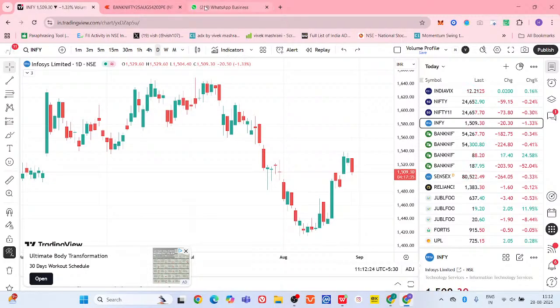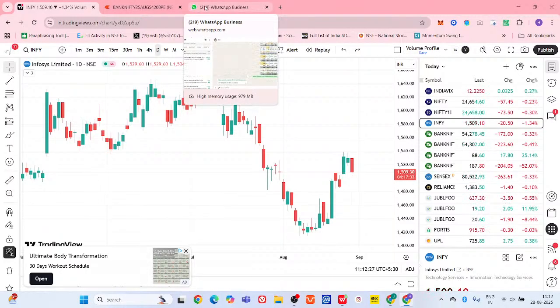And for your information, let me share the screenshot. Infosys, I had already expected this. I had shared this with my group. Jubilant also I was expecting, and these are the levels I have shared.